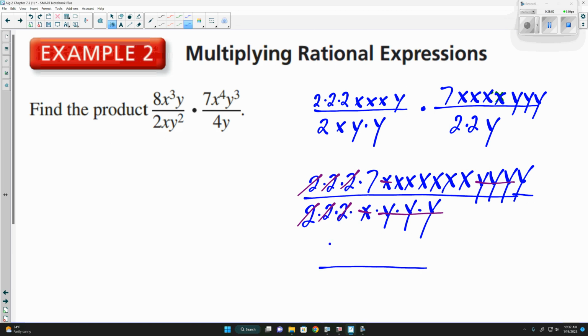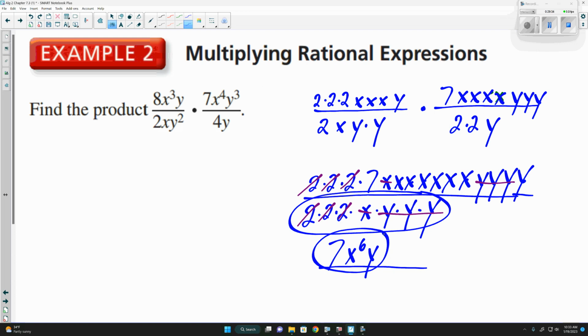So numbers-wise, we only have a 7 left on top, yes? We actually have nothing left in the denominator, so it's going to be 1. In the numerator, we've got 6 x's, so that's x to the 6, and we have 1 y. So that simplifies to 7x to the 6 y. I find this very tedious, because it's really taking the time to split this out and break it all the way down.